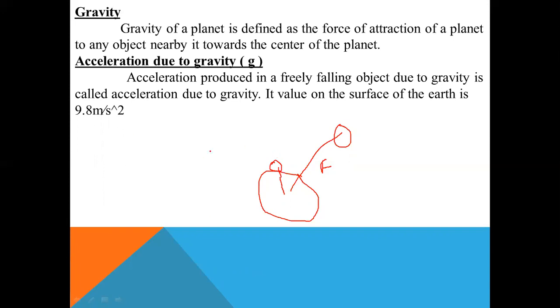Now, what is the effect of gravity on a freely falling object? Suppose an object is falling towards the planet. What is the effect of gravity? Gravity causes acceleration on the object, and that acceleration is called acceleration due to gravity. That's why the acceleration produced on a freely falling object due to gravity is called acceleration due to gravity. The value of acceleration due to gravity depends upon the mass of the planet and the radius of the planet. In case of the Earth, the value of acceleration due to gravity is 9.8 meter per second square on the surface of the Earth.